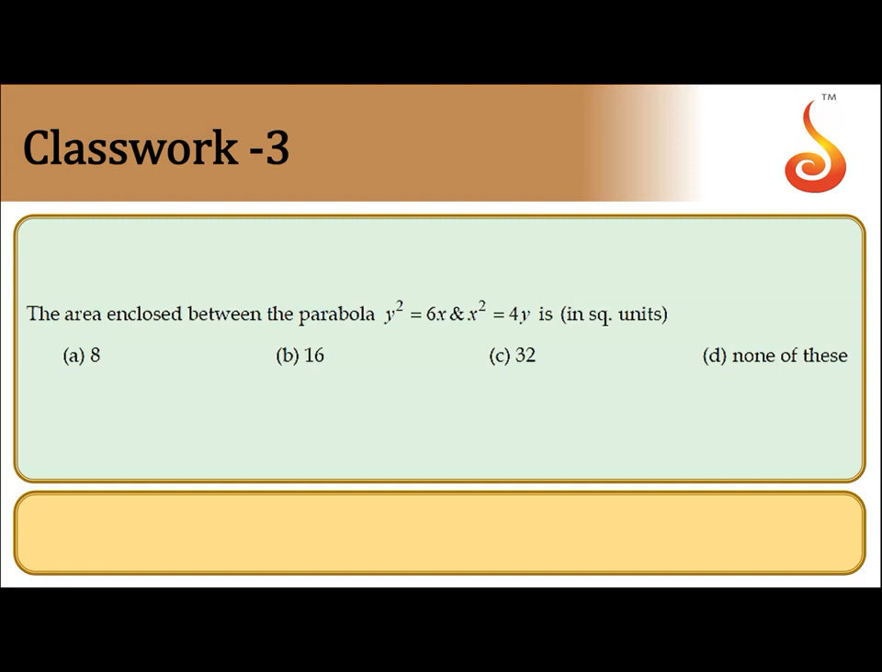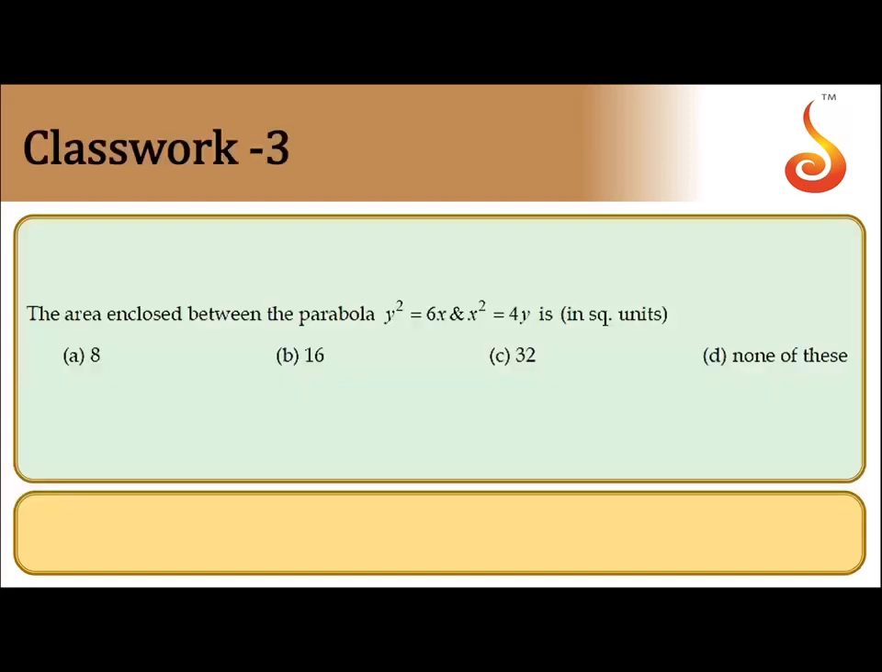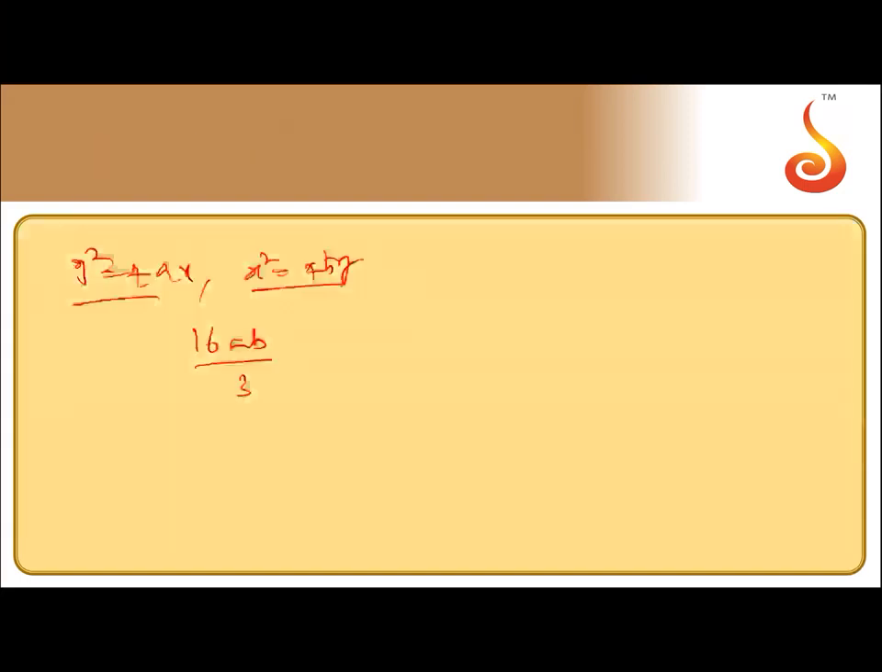Coming to the next one, area enclosed between the two curves y square is equal to 4ax and x square is equal to 4by. Here is a formula. The area bounded by the two curves is nothing but 16ab divided by 3. So in this case, y square is equal to 6x and x square is equal to 4y.